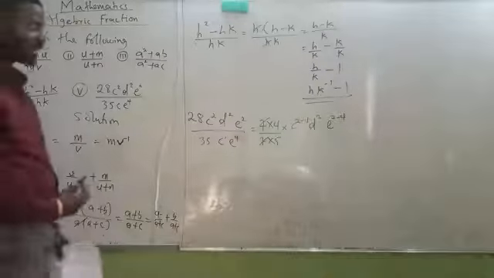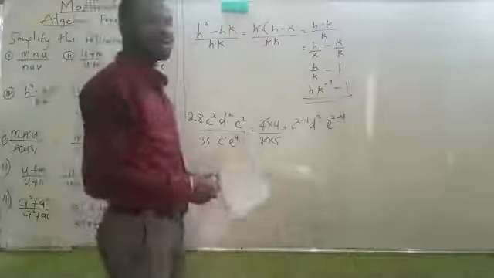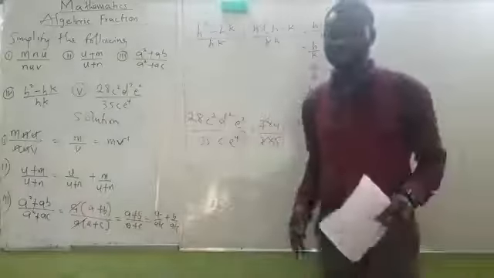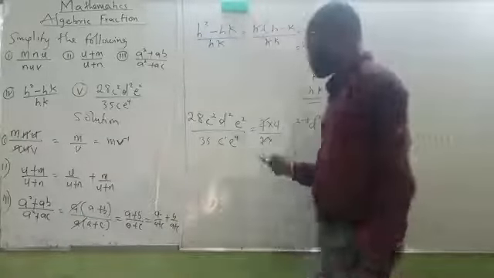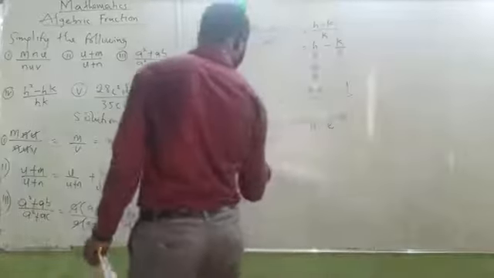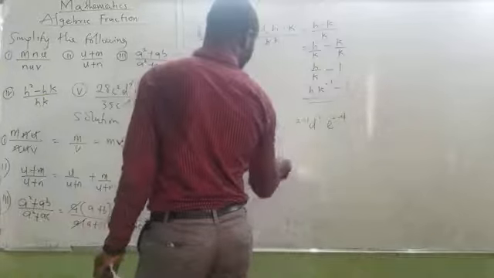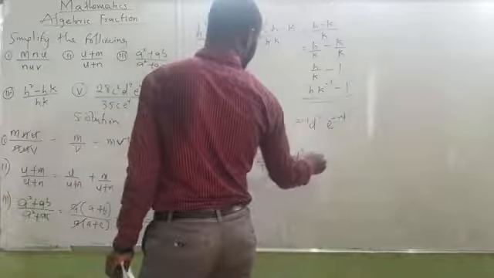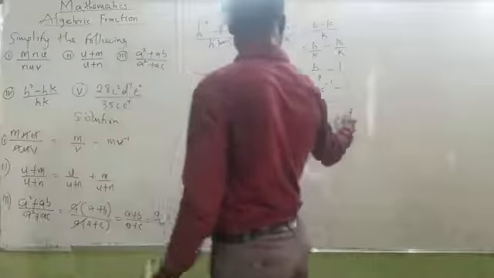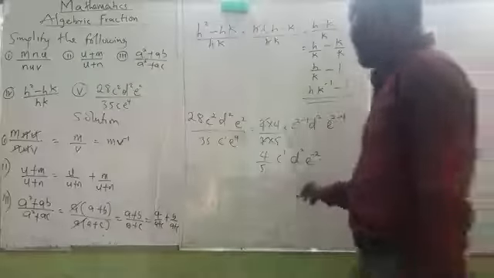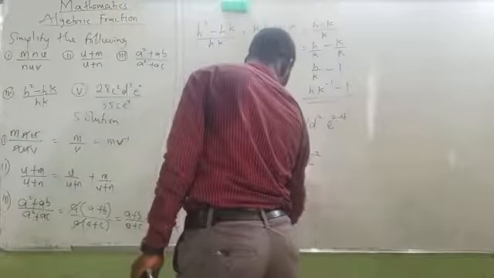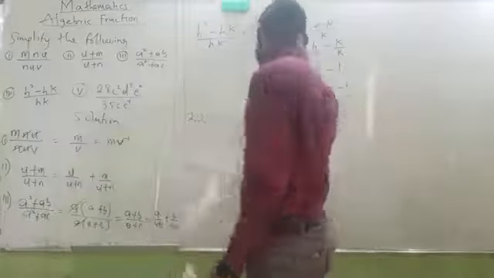Please, if you don't understand indices, it will be very hard for you. There are laws of indices. Division gives us minus. Multiplication gives us addition. Take note of that. I'll be having all over 5, and I have c raised to power 1, d raised to power 2, and e raised to power minus 2, because 2 minus 4 is minus 2. Now, my answer will be 4cd squared divided by 5e squared. That is my answer.